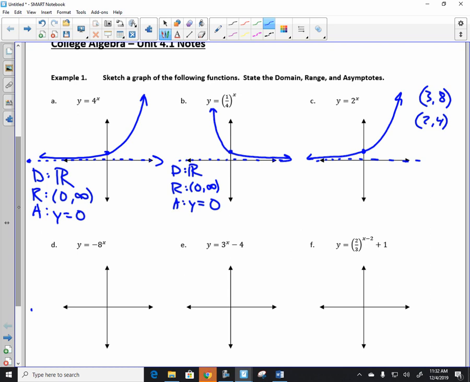Well, 4 to the x can be stretched more. For example, 4 to the x will go not through 3, 8, but it'll go through 3, 64, right? So you definitely see a stretch, but you don't really have to show that during the assignment today. Just know the general shape of it all, okay? Same domain, range, and asymptote.